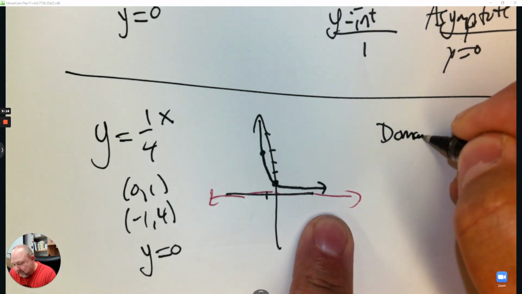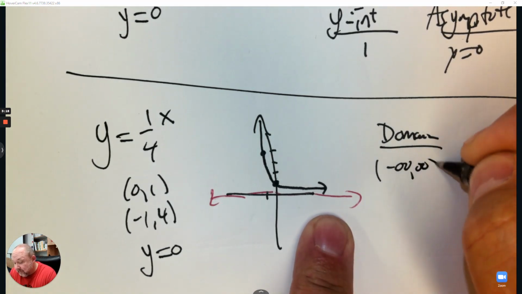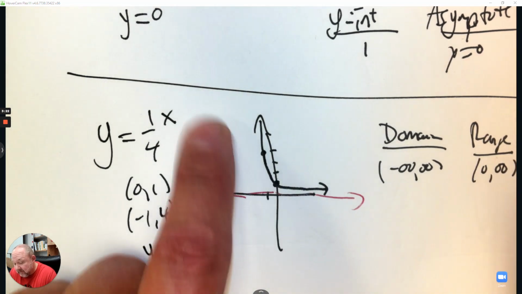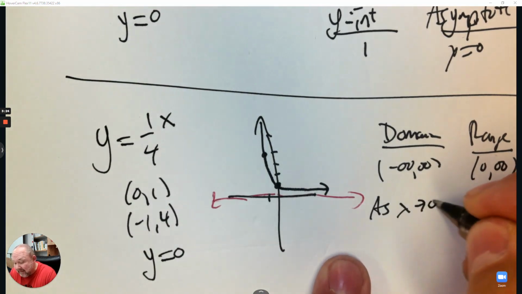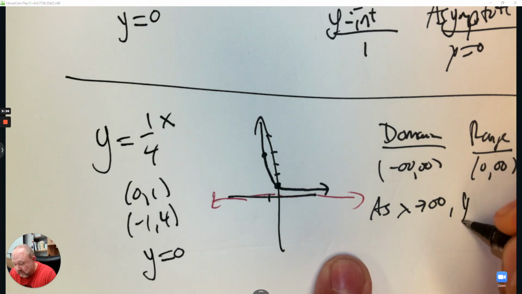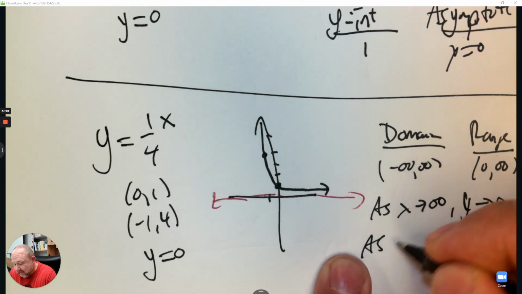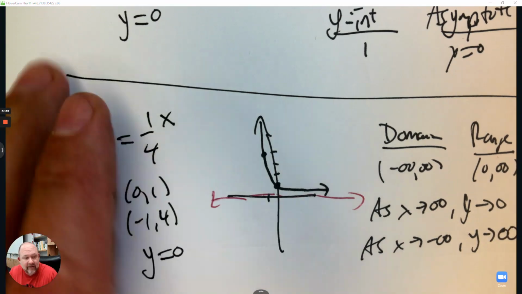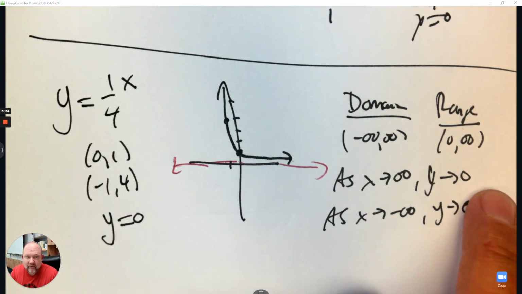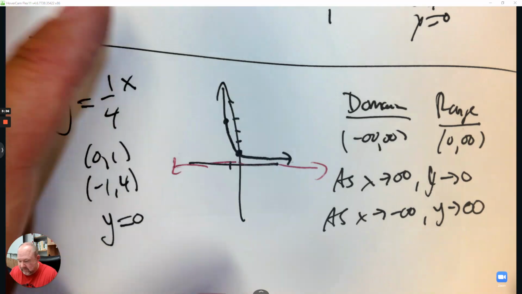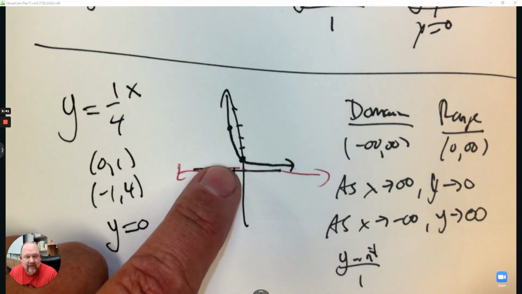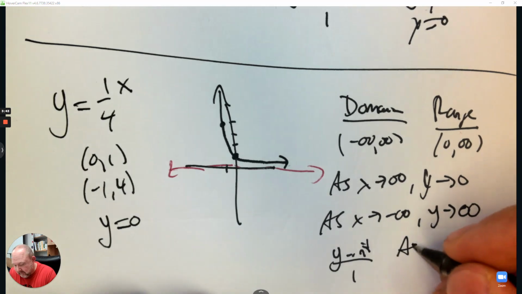The domain doesn't change. It's all real numbers. The range does not change. It's still 0 to infinity. What does change is the end behavior. So the right end is now going to 0, and the left end is approaching infinity. The y-intercept stayed the same, and the asymptote stayed the same.